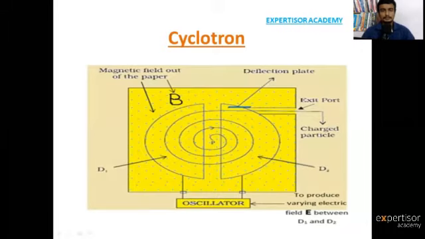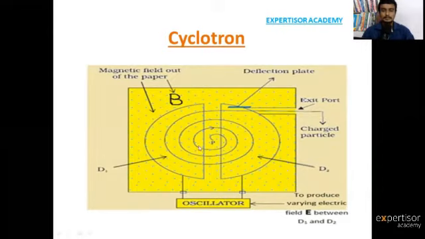In this video, we discuss the cyclotron: its construction, working, the kinetic energy of the particle inside the cyclotron, and its limitations. So first of all, see the construction of the cyclotron.